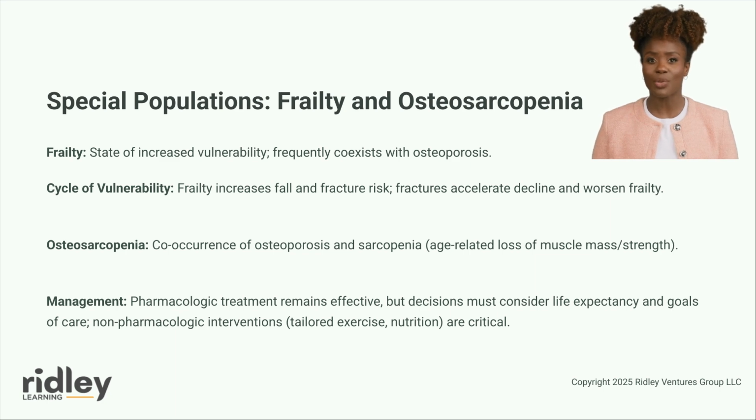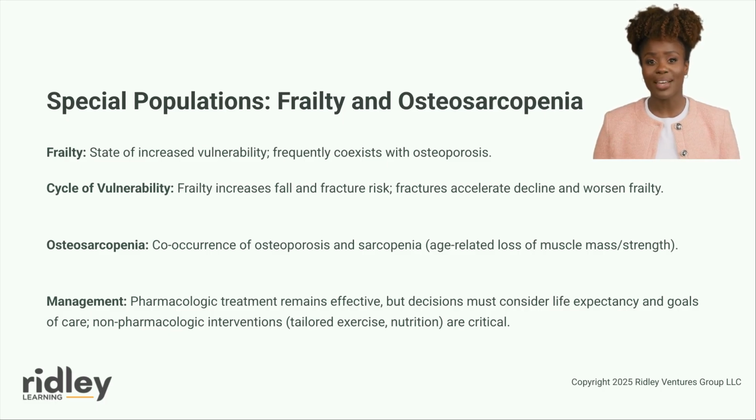Frailty represents a state of increased vulnerability to stressors that results from cumulative decline across multiple physiological systems. It strongly influences osteoporosis management considerations. Frailty and osteoporosis frequently coexist with shared risk factors including aging, physical inactivity, nutritional deficiencies, and chronic inflammation contributing to both conditions. The bidirectional relationship between frailty and fracture creates a cycle of vulnerability.